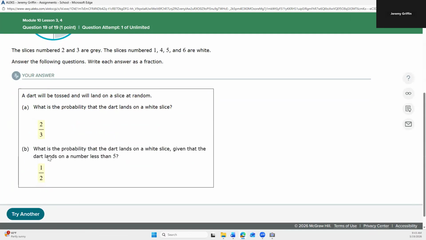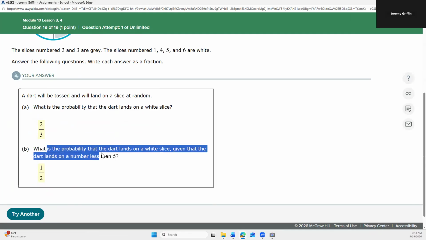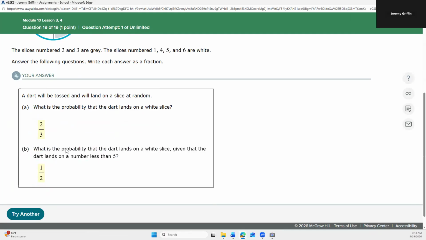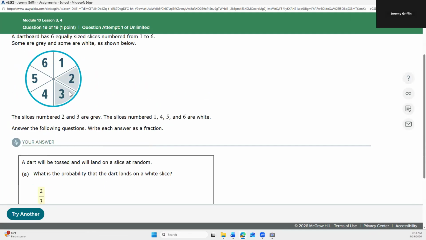And then there was a conditional question, conditional probability. What's the probability the dart lands on a white slice given that the dart lands on a number less than 5? You guys see that phrase right there? Given that, right? Given that something something. So we're going to start with the given. Number less than 5. If you look at the dartboard, how many numbers are less than 5? Yeah, there are 4: 1, 2, 3, 4.